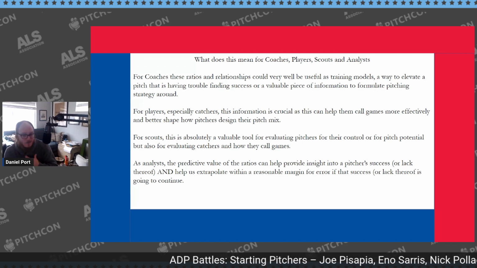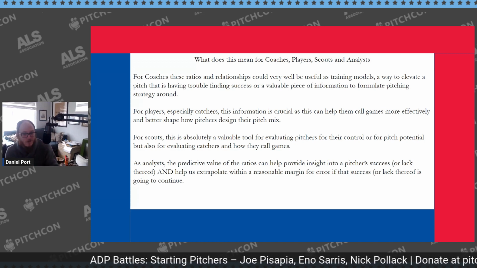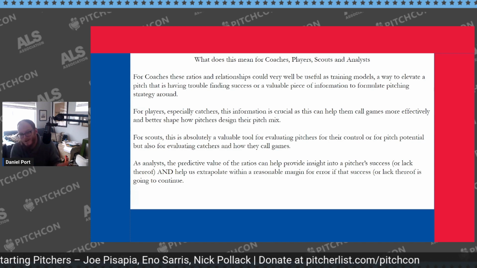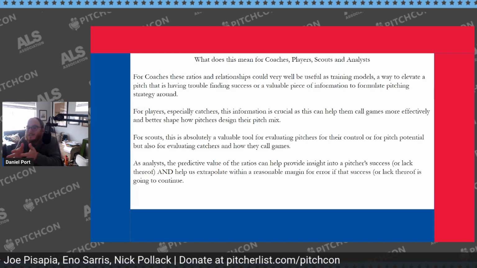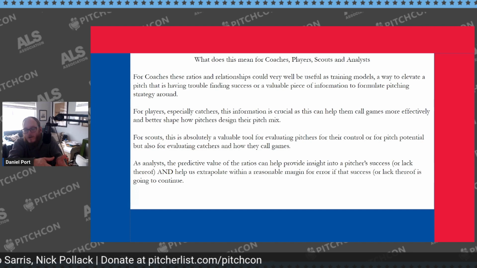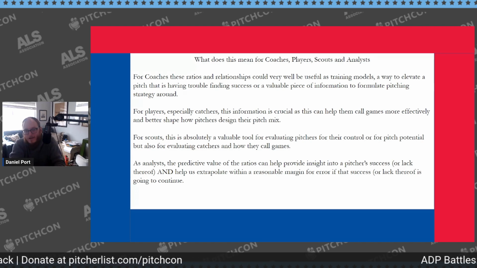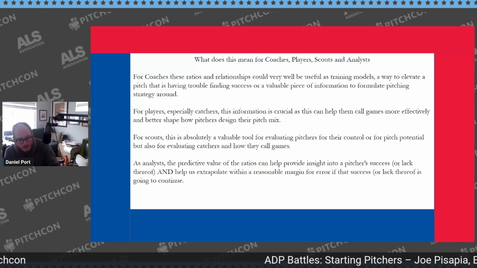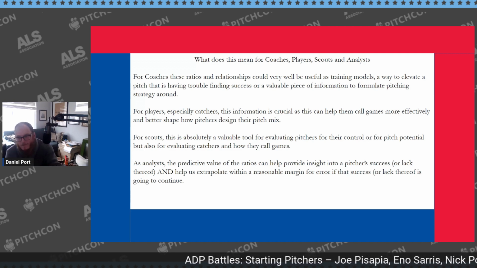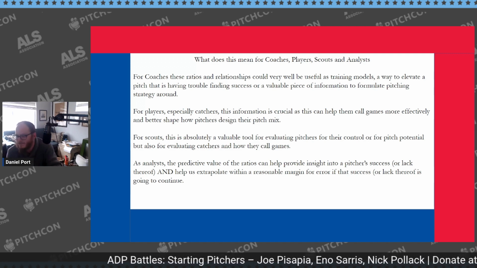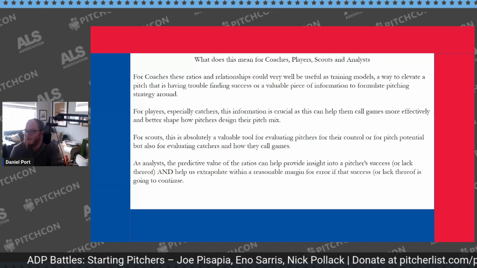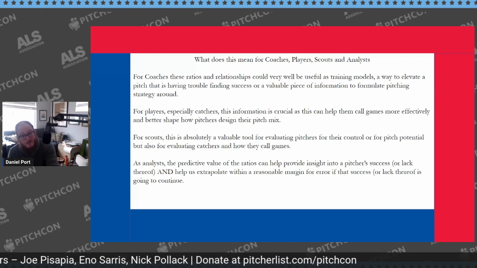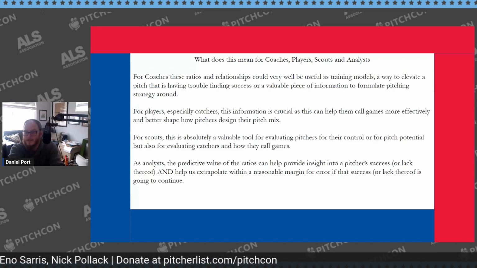As analysts, obviously, we can do this to provide insight into pitcher success or lack thereof, and help us extrapolate within a reasonable margin for error if that success is going to continue, because it is predictive. So, we can start looking at, if we get into, say, the first quarter of the season, and there's a pitcher whose fastball suddenly just taken off, and you're like, why? It wasn't this before. OLR could help us look at that ratio and help predict if it'll continue, and also say, do we think it's legitimate? Do we think, that sort of thing?